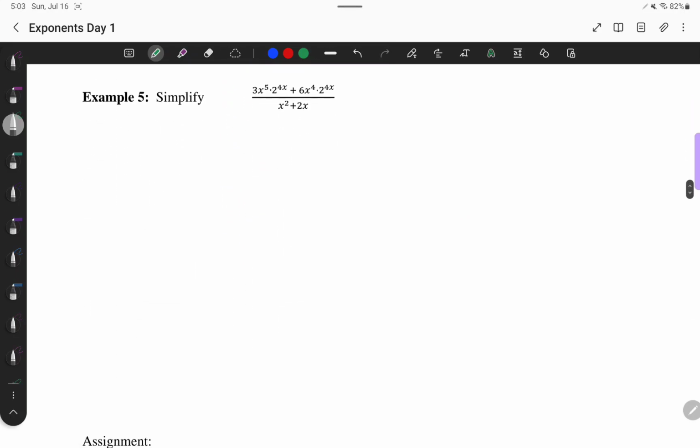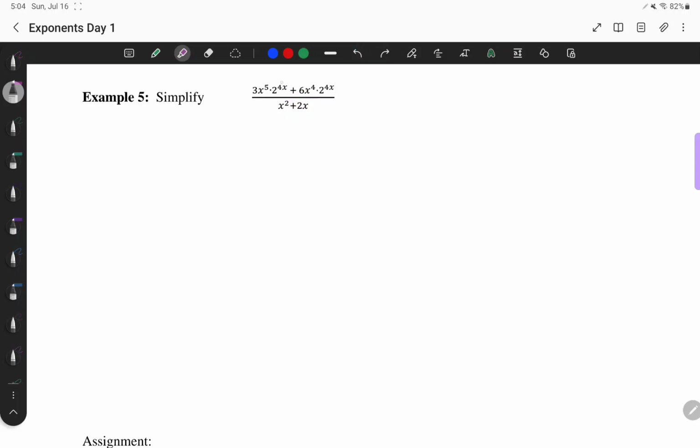Now this last one is mostly a reminder that we can't always jump into the exponent laws. So in this case, there's a couple of things I noticed. One is that we have different bases like 3x, 2, 6. But the other thing I noticed is that I also have addition. So even if I did have the same base in the numerator or the denominator, I can't necessarily start with an exponent law. So I need to look at what my other options are.